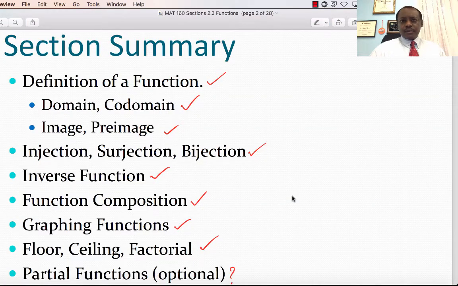Firstly, let's go ahead and look at the lesson objectives for today. We will look at the definition of a function, domain, codomain, image, pre-image. What does it mean for a function to be injective, surjective, bijective? Then we shall look at the concept of an inverse function, the composition of functions, graphing functions, floor, ceiling, and factorial functions. And if we have time, we may talk about partial functions. That's optional, and we would most likely not do that in this lecture.